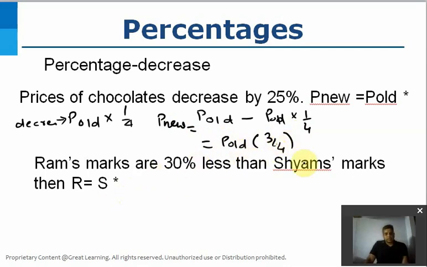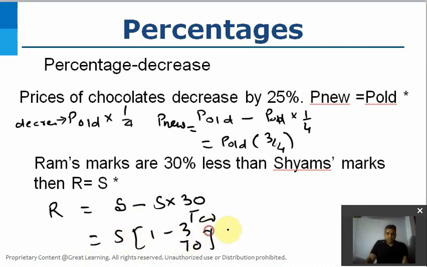So 3 by 4 into P old is P new. Ram's marks are 30% less than Syam's marks. So Ram's marks is Syam minus Syam into 30 by 100. That is what is given, 30% less than Syam's marks. Okay, so S times (1 minus 3 by 10), which is 7 by 10 into S. So Syam's marks into 7 by 10 is Ram's marks. So my multiplying factor is nothing but 7 by 10. Okay, I hope you are getting the point here, how to approach such questions. How do we find out the multiplying factor in these cases?